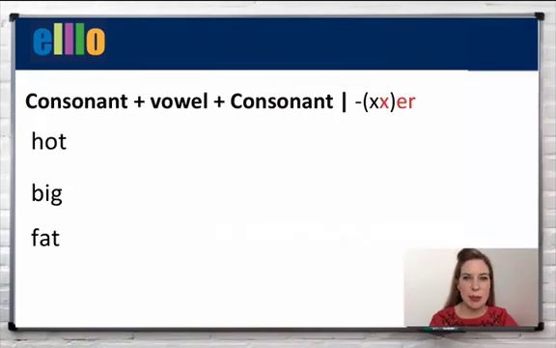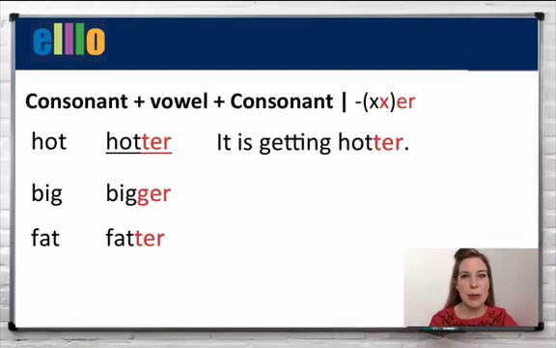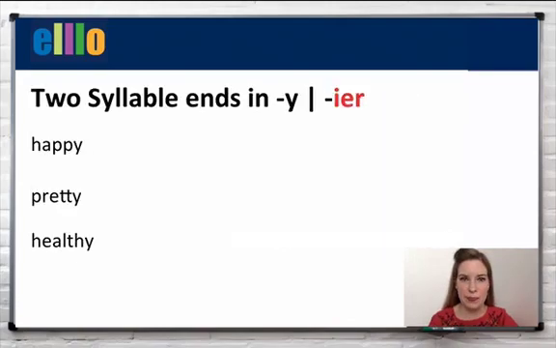Now we have a consonant plus a vowel plus a consonant. Then we have this special ending. So we need to add an extra consonant and an ER. So for example, hot becomes hotter, big, bigger, fat, fatter. So hotter, it is getting hotter, bigger, he is bigger now, fatter, I am fatter than before.